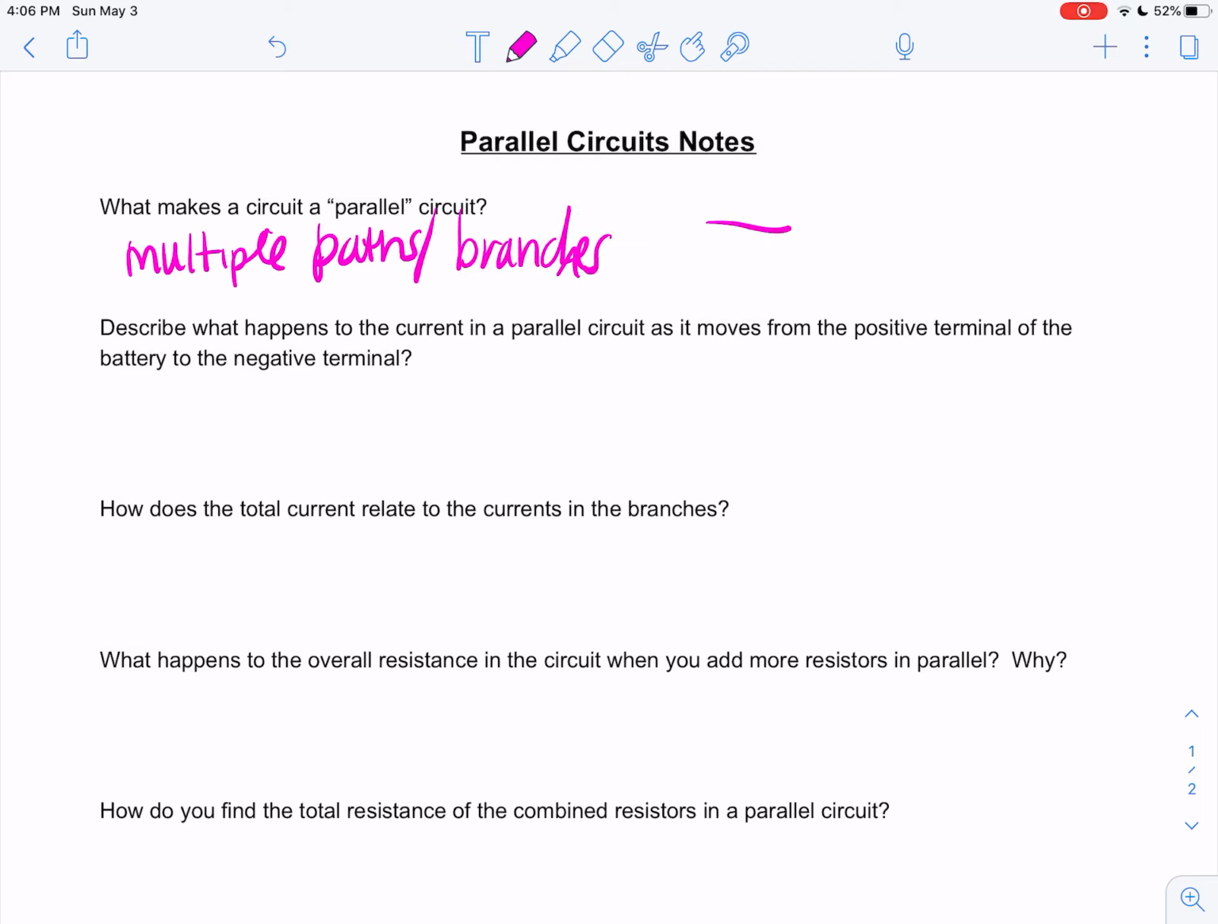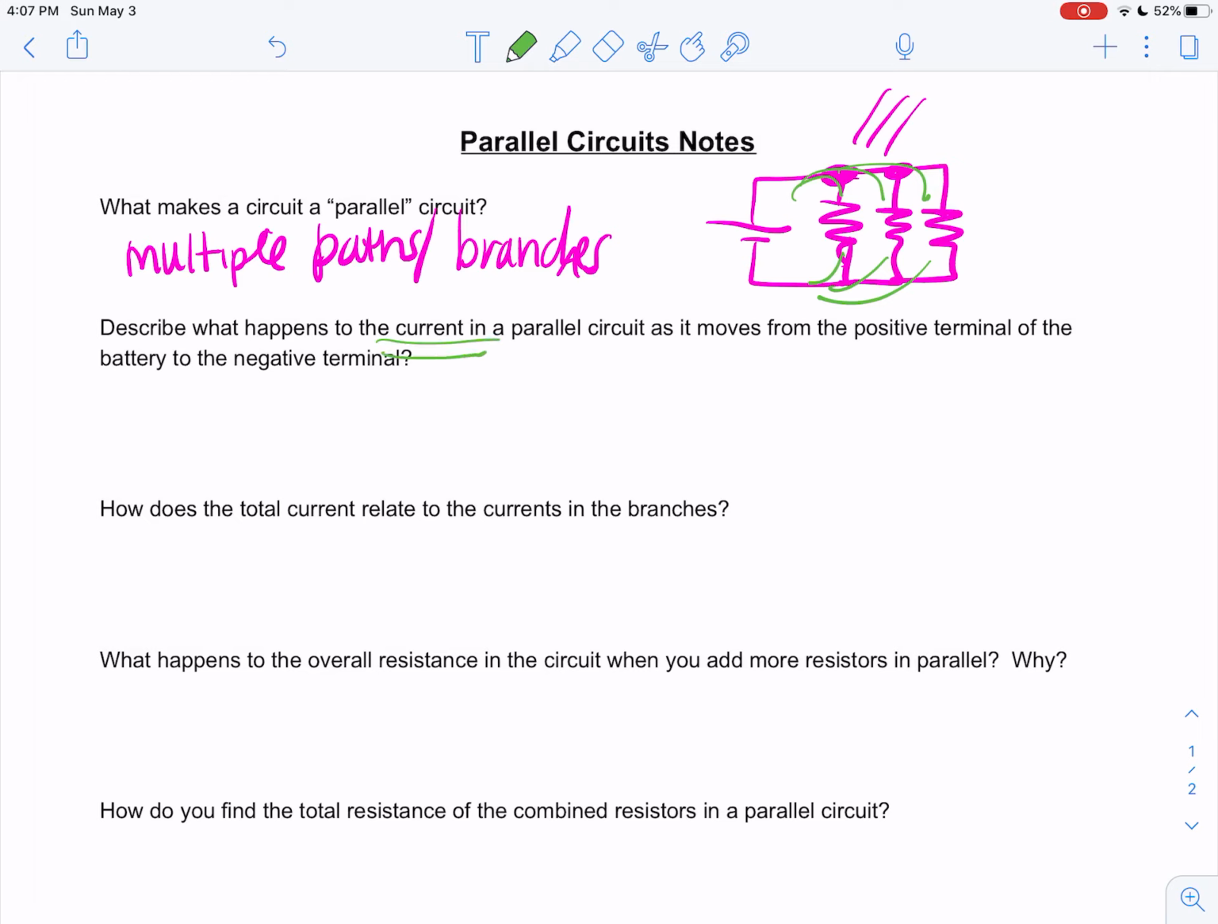So anytime there's going to be a split of the current to another path or another path, that's what makes it a parallel circuit, okay? And you kind of say that because it sort of looks like parallel lines, right? So anytime that there's a split, see at all these junctions, there's going to be a split, okay? And then the current is going to come back together. That makes it a parallel circuit, okay?